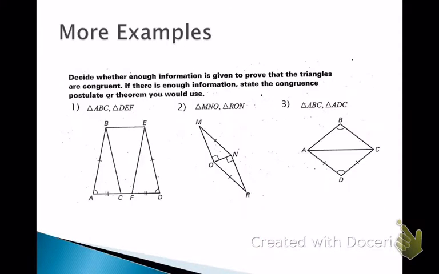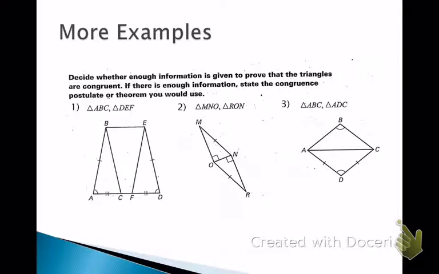Okay? All right. Seeing if we have enough information to use these theorems to say that our triangles are congruent. So decide whether enough information is given to prove the triangles are congruent. If there is enough information, we need to write the postulate, the theorem that we would use. So here, if we want to try to prove triangle ABC is congruent to triangle DEF, would we have enough information? So those 2 outside triangles.